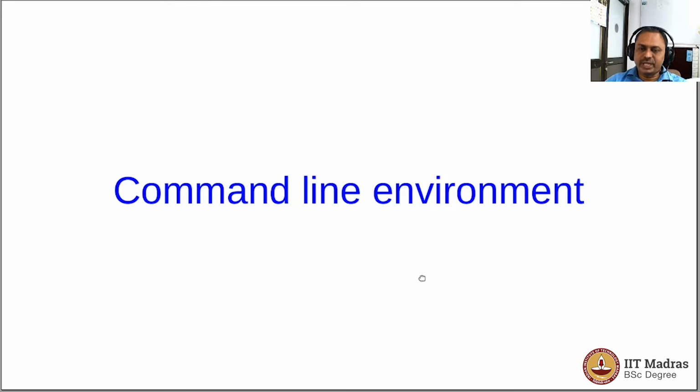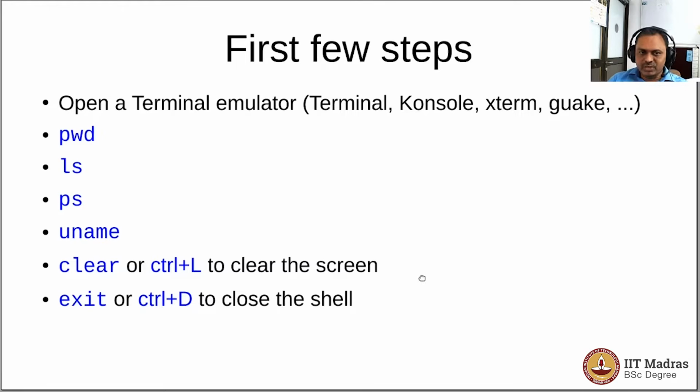Now let us just wrap up what we have discussed till now. So what have we been doing? We opened a terminal emulator, and most of the things we did were on the Terminal app, and we ran some commands: pwd, present working directory; ls to list the folders or files in the directory; ps to look at the processes that are running in that particular shell; uname to look at what is the operating system that is responding. So these are some of the commands that we started off with, and we were able to clear the screen by pressing Ctrl L and also come out of the shell by pressing Ctrl D.